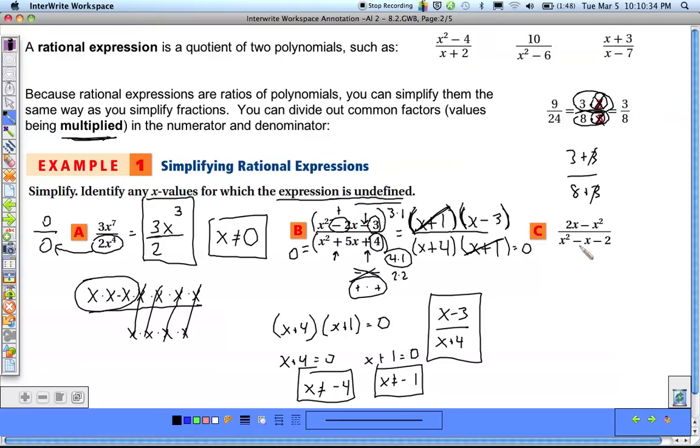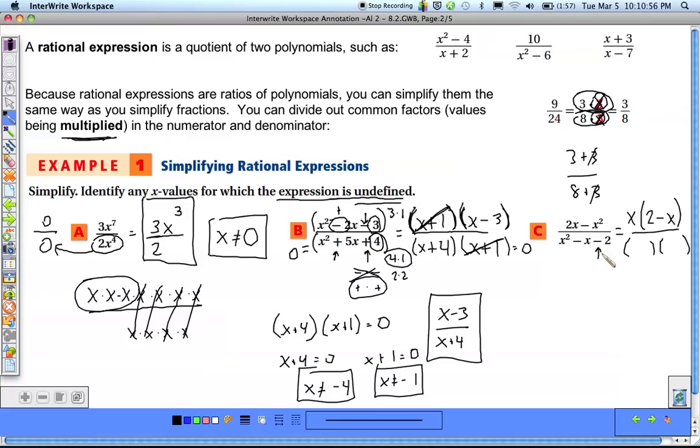If we take a look at this third one, 2x minus x squared over x squared minus x minus 2, we do the same exact thing. We want to be able to factor it. So we take a look at the top and we see that they have an x in common. We can take out an x, leaving us with 2 minus x. And in the bottom, same exact thing. It's a trinomial, so we can make the two sets of parentheses.